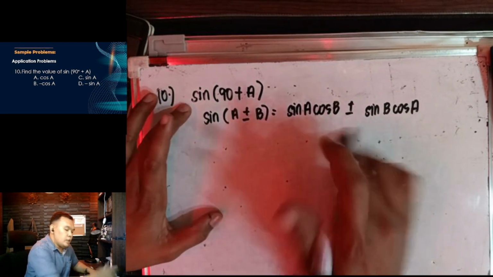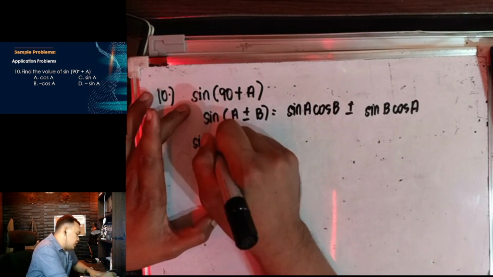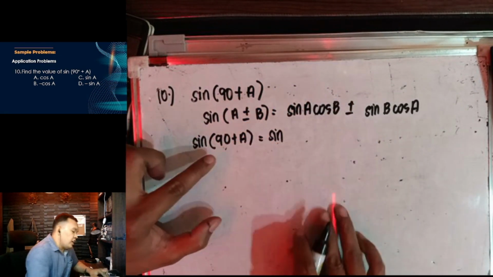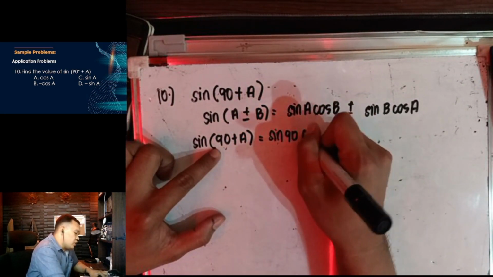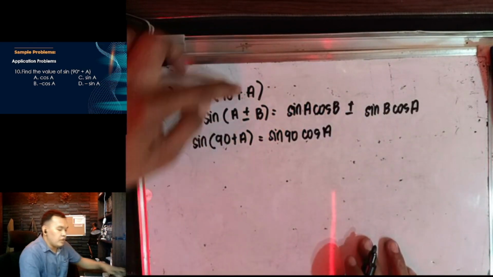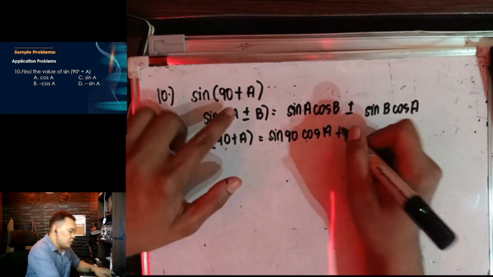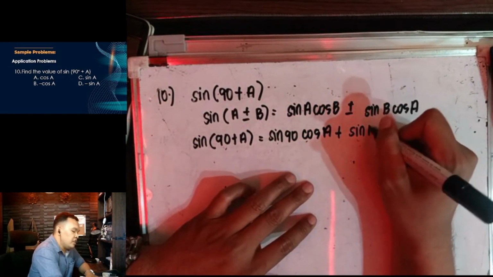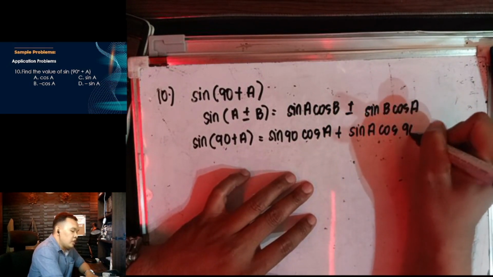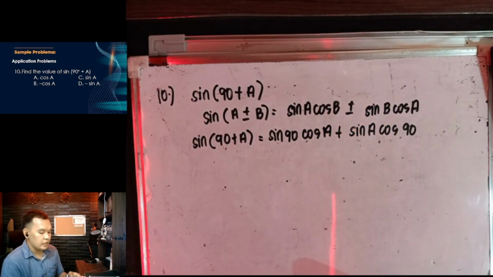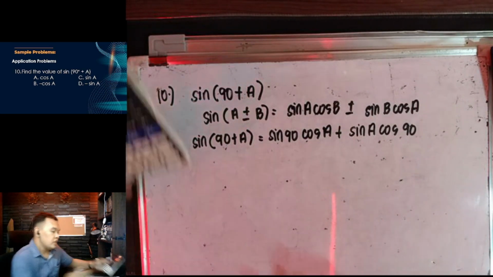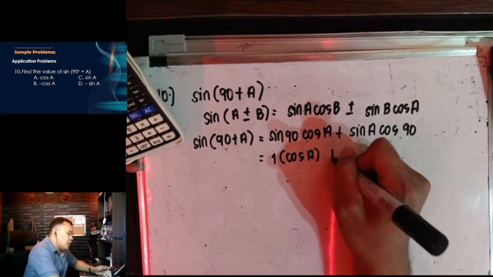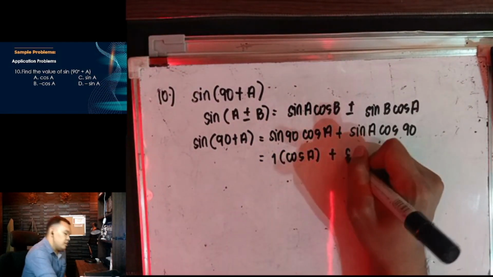So we could say that sin(90 + A) is equivalent to sin 90 cosine A plus sin A cosine 90. We all know that sin 90 is equivalent to 1. So we get 1 times cosine A plus sin A.